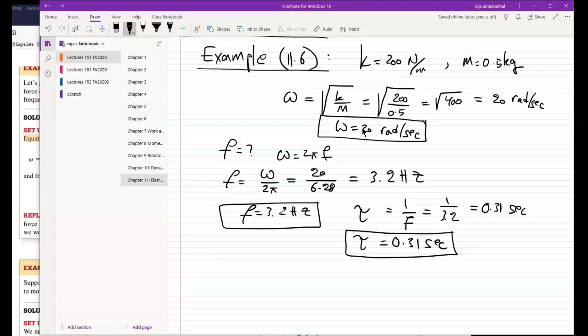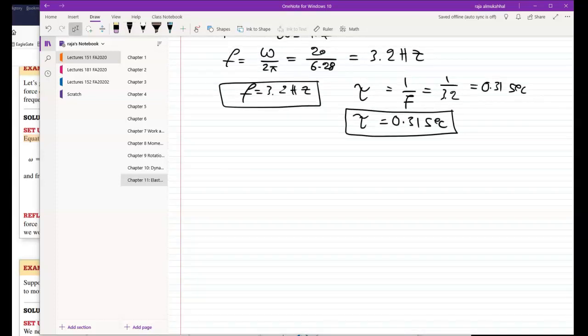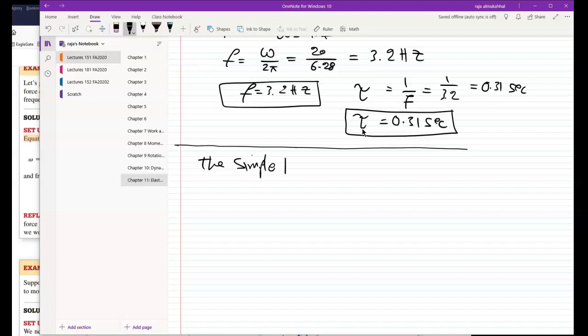Got it? Okay. One more topic within this last topic, and then I'll maybe do a couple of problems from the book, from the homework. And that is the simple pendulum. Here is this word simple again, okay?